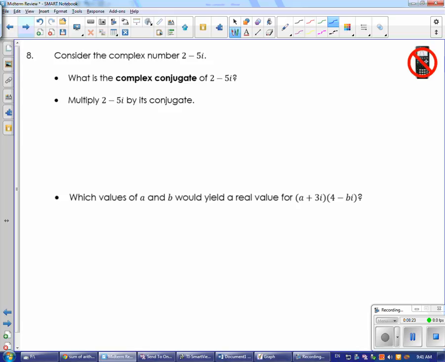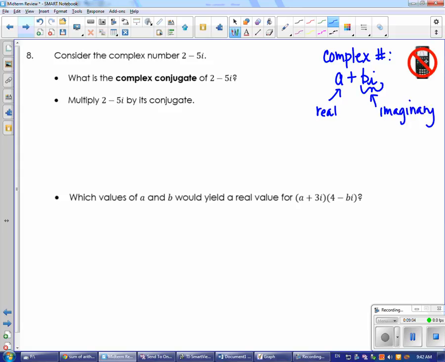Okay, the next quadratic problem is number 8, and it deals with complex numbers. So remember, a complex number involves both a real and an imaginary number. The real part tends to come first, and the imaginary part is second. Typically, a complex number is of the form a plus bi, where a is my real number, and b is also a real number, but because it's next to an imaginary number i, this is my real part, and this quantity here is my imaginary part.